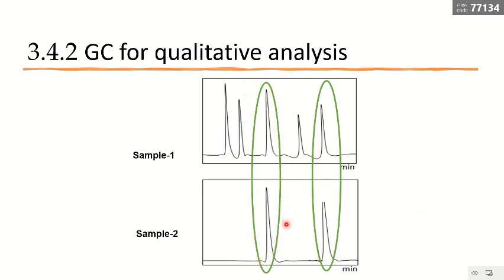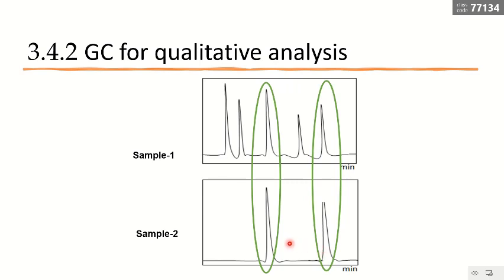green circle, the first green circle, they have the same retention time. And the second one, they also have the same retention time. So from this point of view, we can conclude that these two compounds in sample 2 can be found in sample 1. They are the same compounds with the same retention time. Basically, as long as their retention times match each other, they are the same compounds. If we use this logic, we can identify compounds.